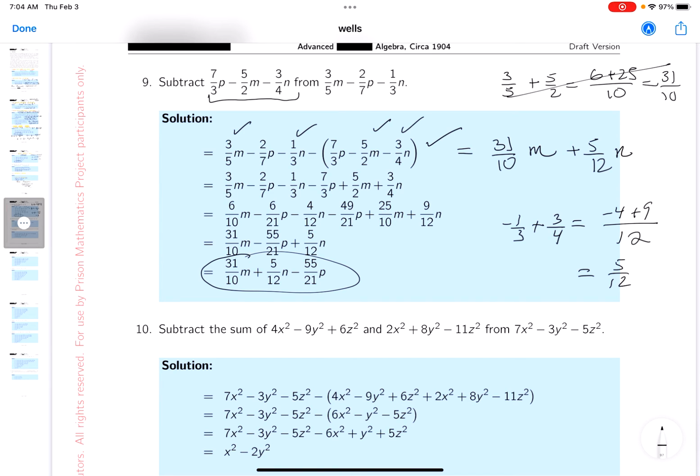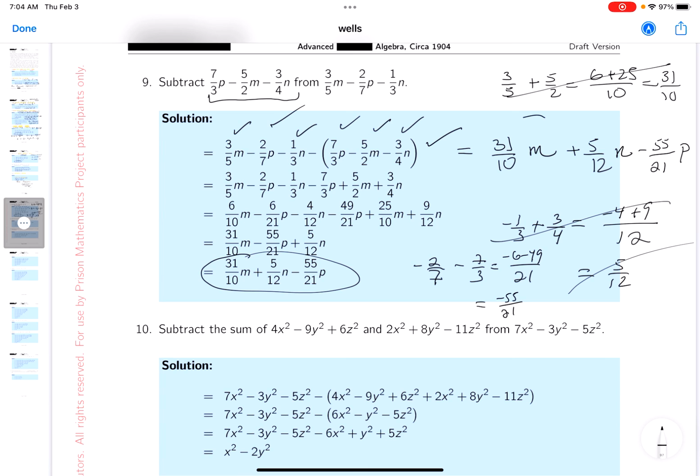Last but not least, I've got to do that P. Right, so what do you get over here? You get minus 2/7. That's right here. And then I'm going to do minus 7/3. Common denominator is 21. And let's see what you get there. You get, let's see, minus 6, minus 49, which is going to be minus 55 over 21. Let me write that down for you. Minus 55 over 21 P.